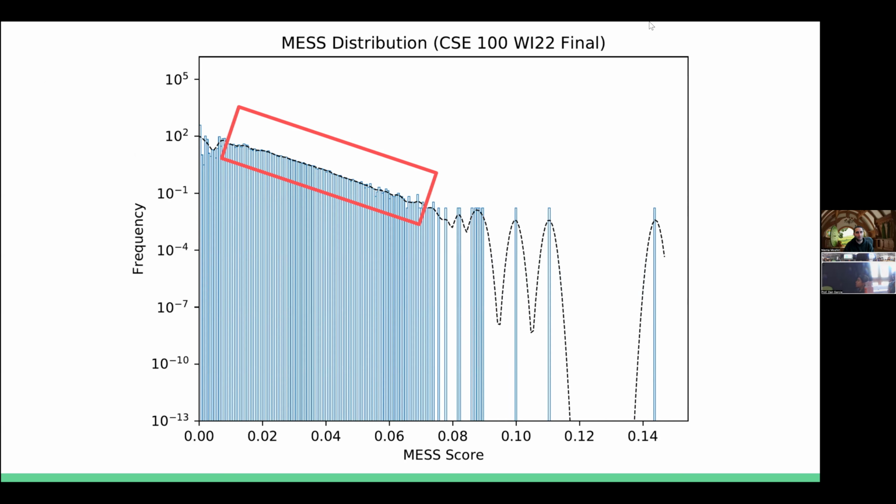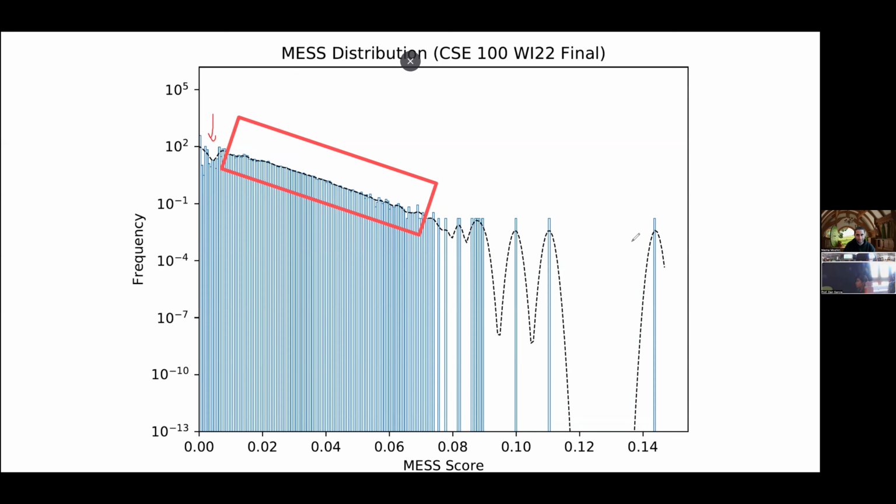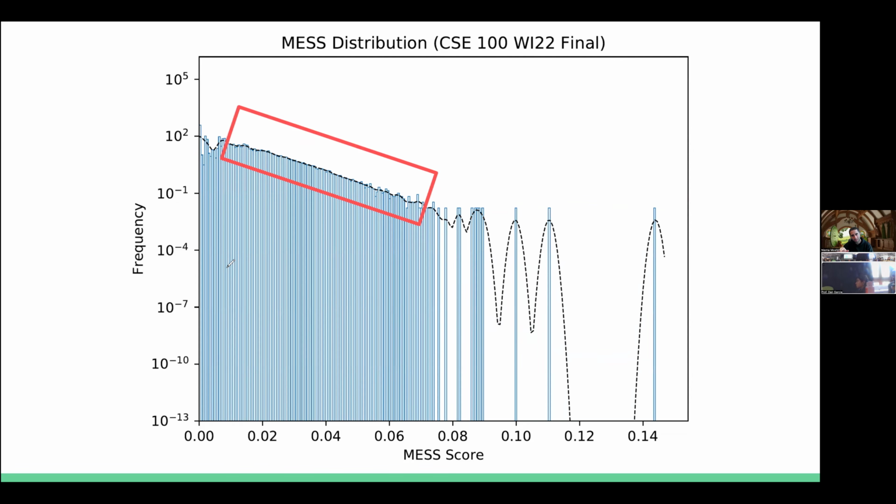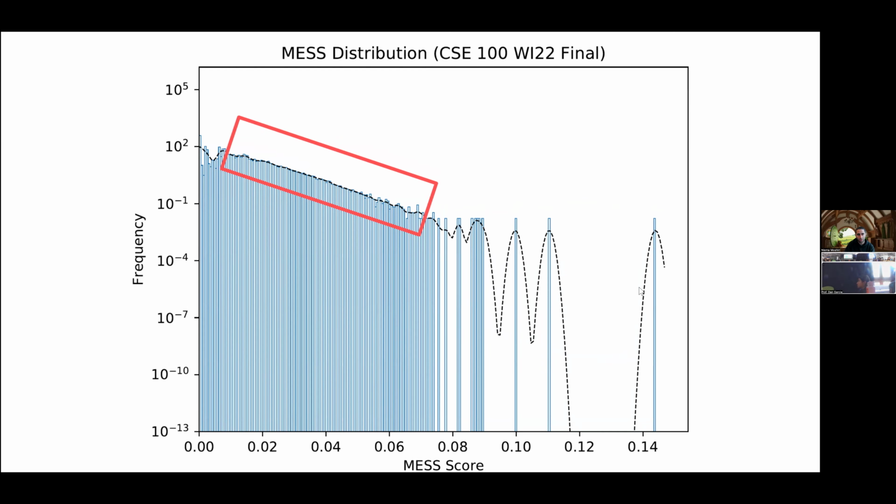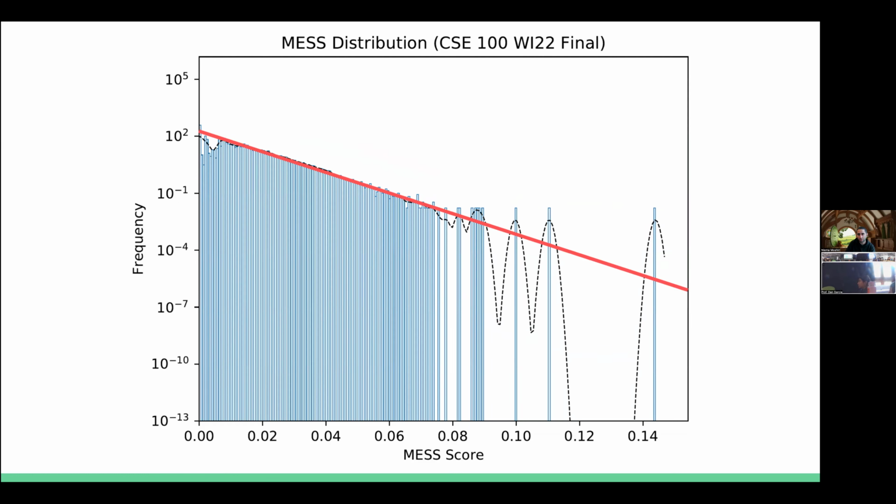You'll notice that we have a little bit of funkiness at the beginning, and outlier funkiness at the end, but there's a segment of this plot that looks nicely, almost linear. In log scale, one probability distribution that has a linear probability density function is the exponential distribution.